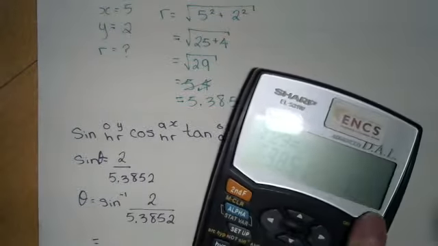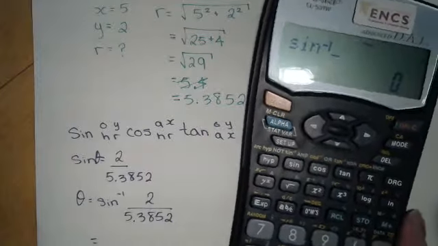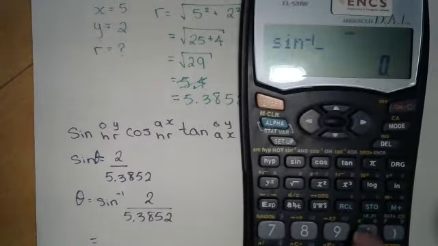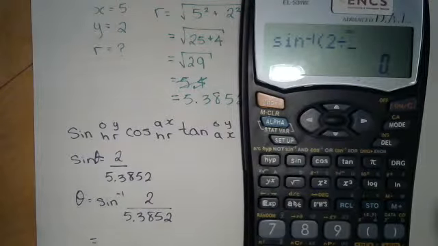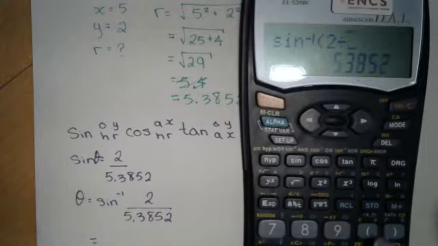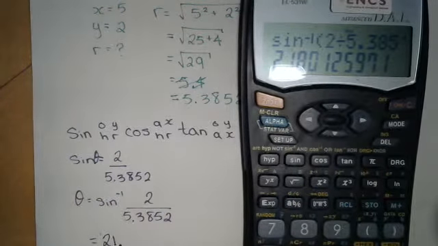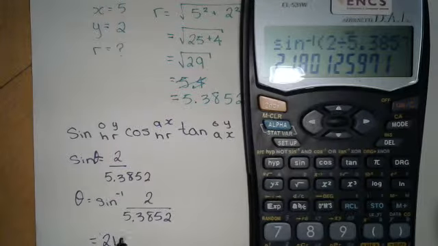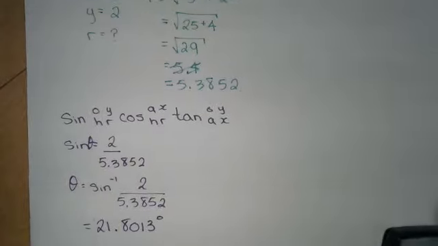To calculate theta, take the inverse sine of 2 divided by 5.3852, which gives 21.8013 degrees. That's the angle. Okay, so that's sine.